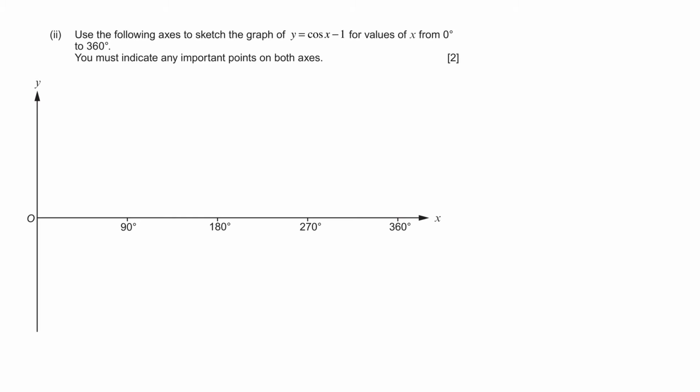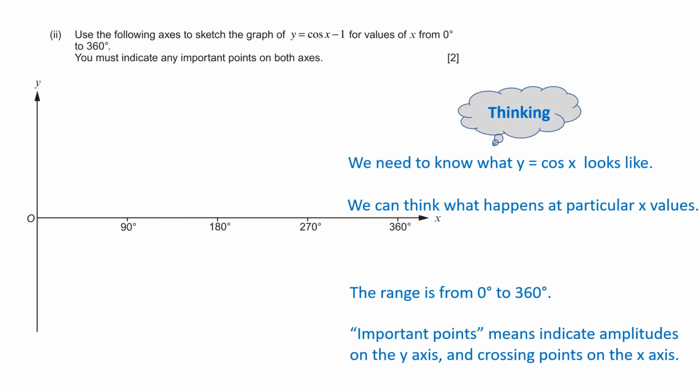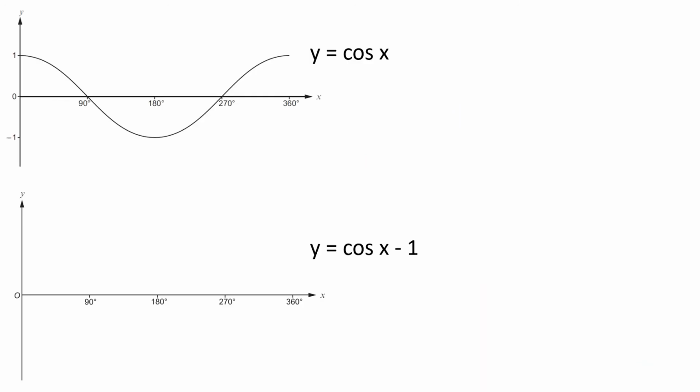Well, what's our thinking? Our thinking is very much the same as the previous case. We still need to know what cos x is like, because our graph relates to that. It's handy to think about particular values of x, or that's certainly one way to do it, one way I quite like doing. The range is again 0 to 360, which is what they've given us on the plot, so that's great. And important points are what they were last time.